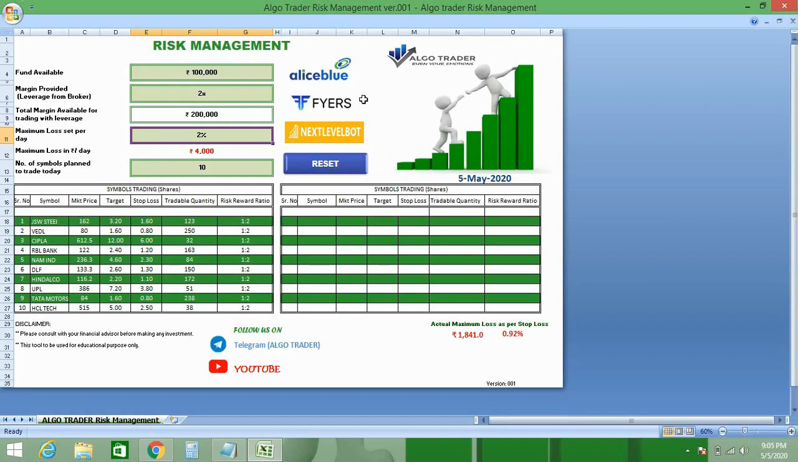About the next level bot, guys, I'm not explaining it here because this is not a broker. It's a third party platform which we are using to integrate our algo trading platform with our TradingView indicator. And this algo trader, we are still testing our tool. We have created a very accurate tool. It's almost at the final stage of testing.